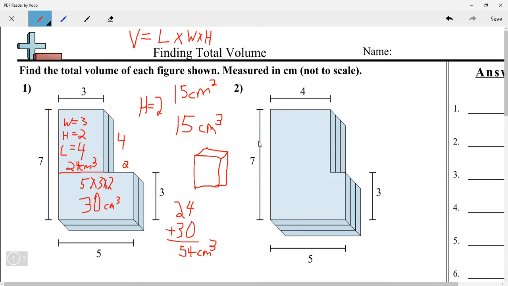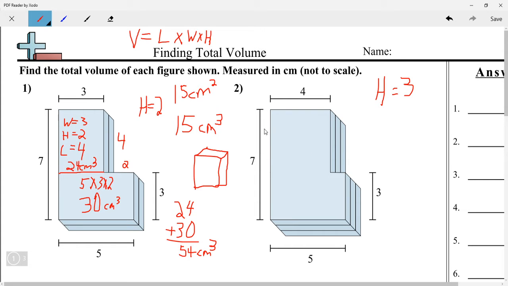Alright, so for this one, let's fill in the sides, right? So we know that H, I can see, has 1, 2, 3. So H equals 3. Okay? So we know that's true for each of it. And we're actually going to do this in two ways. Let's figure out what the missing numbers are first.